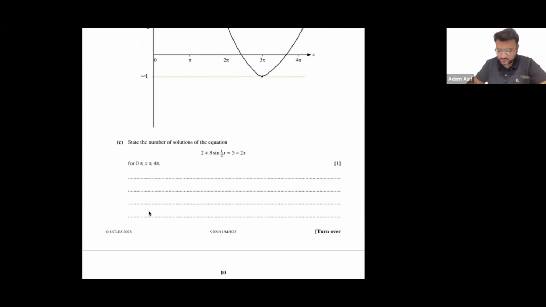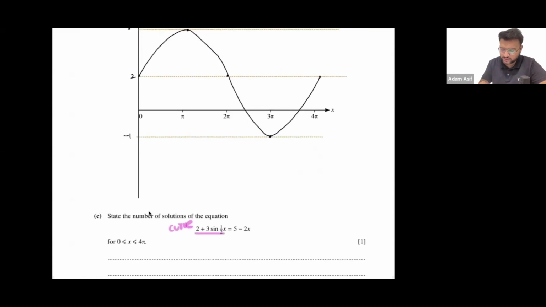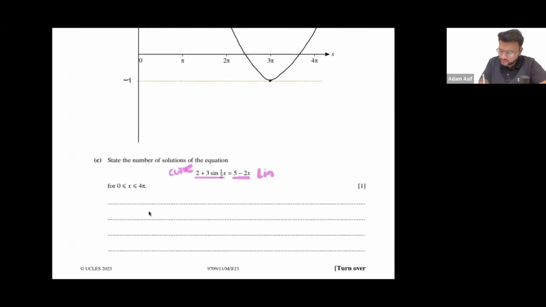Okay. The last part says state the number of solutions of the equation 2 plus 3 sine half x equals 5 minus 2x. So this is the curve that you have already drawn in the above sketch, 2 plus 3 sine half x. This represents the line. So I need to sketch the line and then figure out the number of solutions. The line equation is y equals 5 minus 2x.